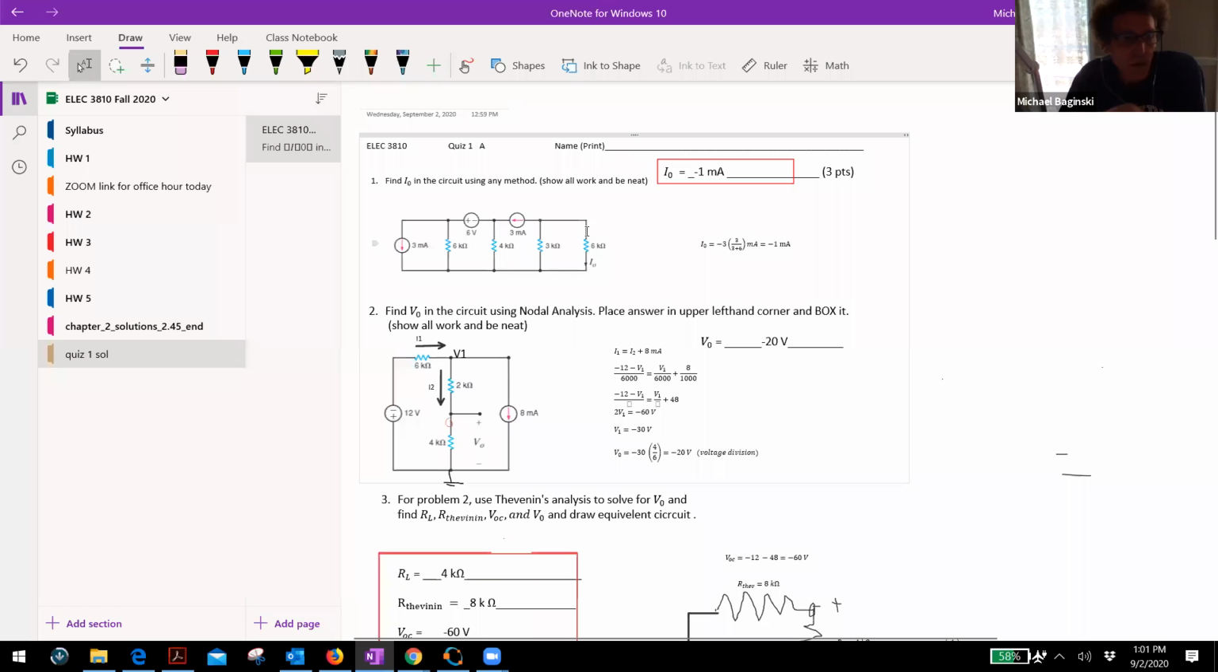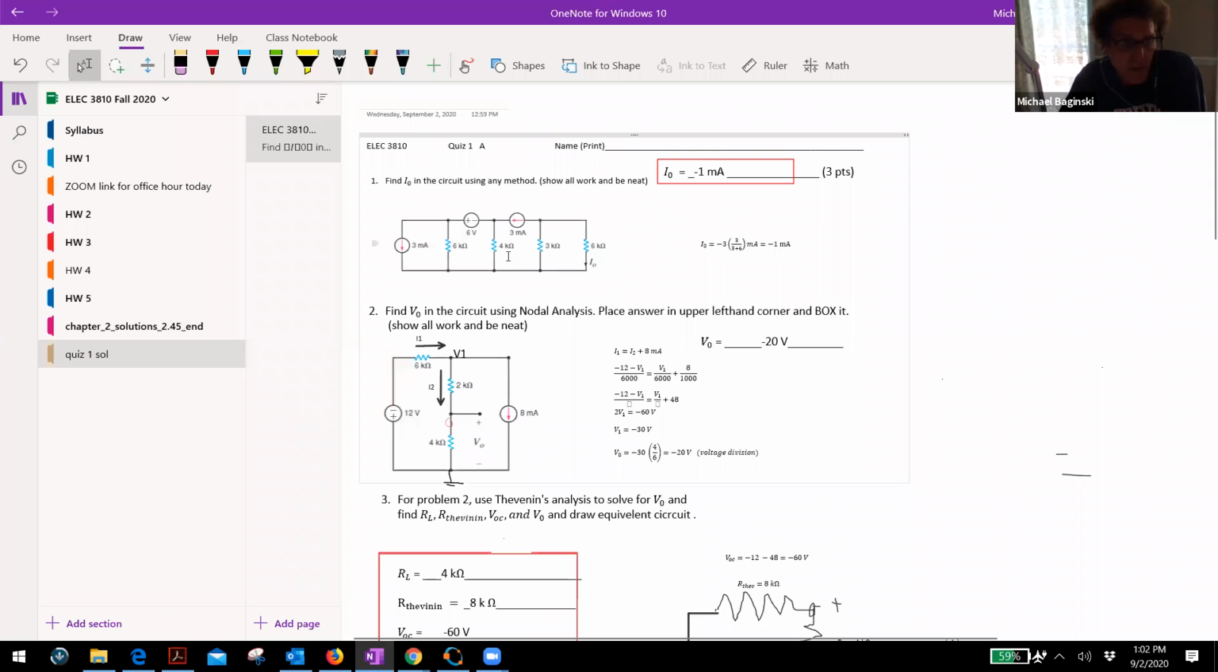So for this one, you see we have 3 milliamps leaving, and these two are in parallel. That's the only place the current can come from. Therefore, the current I naught here would be equal to the total current minus 3 milliamps, which is leaving, times current division. So it would be the opposite resistance, which is 3K, divided by the sum total, which is 3 plus 6 or 9K, or minus 1 milliamp.